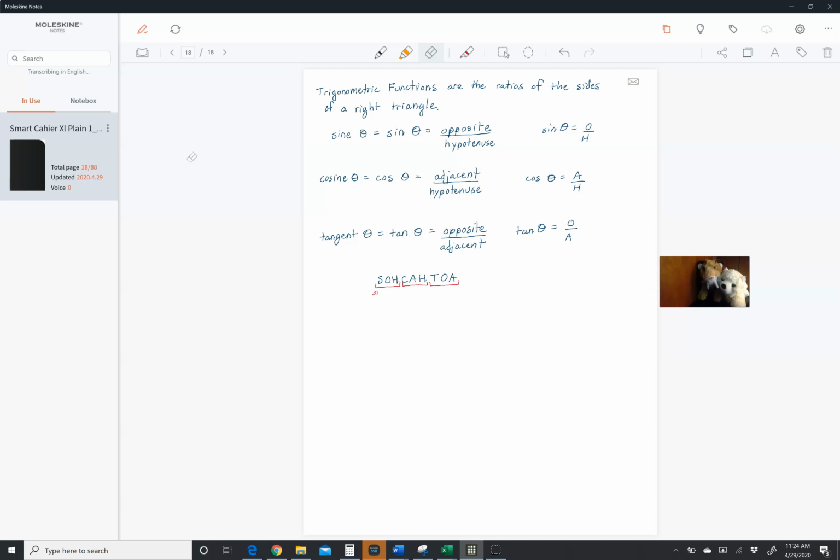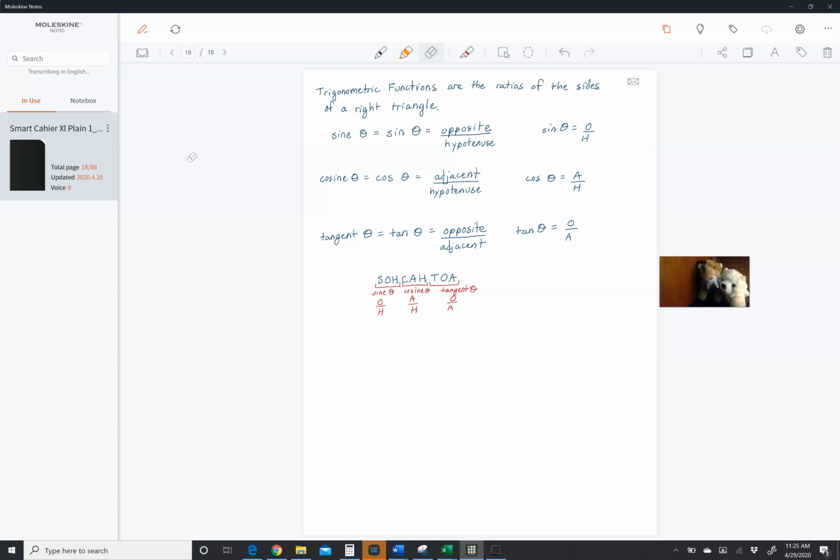So this one gives us sine of theta. This one gives us cosine of theta. And this one gives us tangent of theta. The first letter tells us which trig function it is. Then the 2 letters that follow give you the definition. So sine is O over H, cosine is A over H, and tangent is O over A.